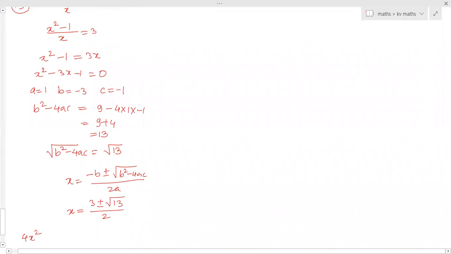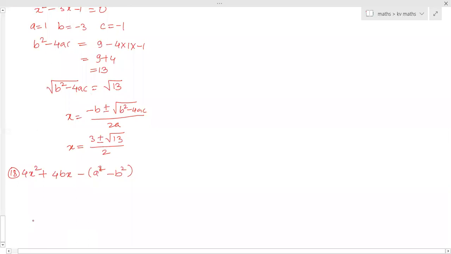4x square, this is the 18th question. 4x square plus 4bx minus a square minus b square. Now in this case, open the bracket: 4x square plus 4bx minus a square plus b square. So write b square first: 4x square plus 4bx plus b square, then minus a square is equal to 0.